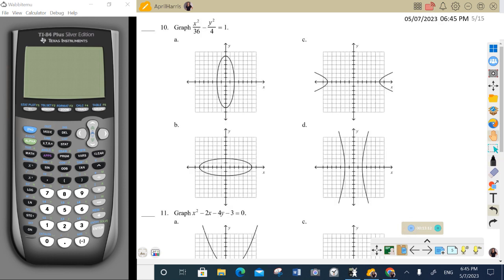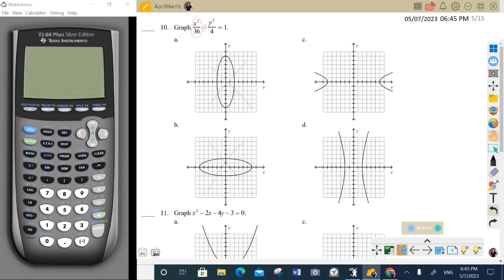Number 10 wants you to graph. The first thing I want you to notice is it's an x squared and a y squared, but you're subtracting them. So we have a hyperbola. A is an ellipse, B is an ellipse, so it's either going to be C or D. It is open in the x direction because x is the positive one. Both of these open in the x direction.